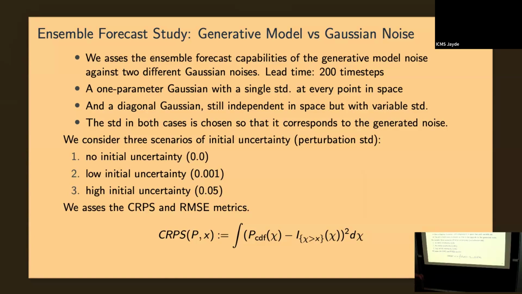And we have 3 different scenarios for the initial uncertainty. So when you start your model, you may start all the ensemble members at the same position, which corresponds to the true position that you're also starting your PDE on. This would mean that you have 0 standard deviation in the initial ensemble. You've got low initial uncertainty, and this for us is 0.001 standard deviation in the perturbation of the initial value, or high initial uncertainty. And we assess 2 metrics. One is the continuous rank probability score, and one is the root mean square error. And the continuous rank probability score compares a distribution against a truth, which is a Dirac delta distribution, and it just quantifies the distance between the two, basically.